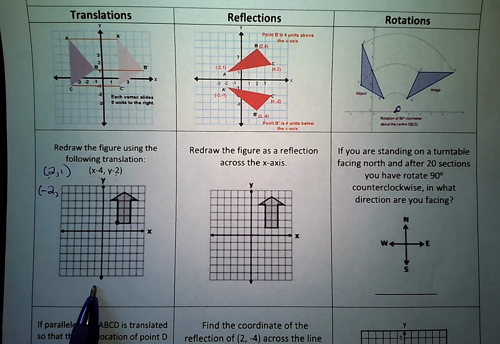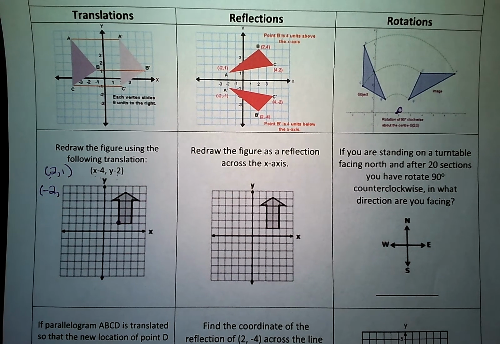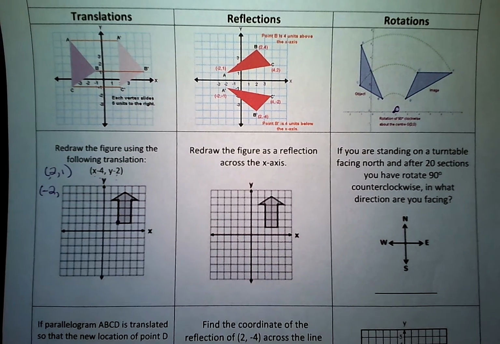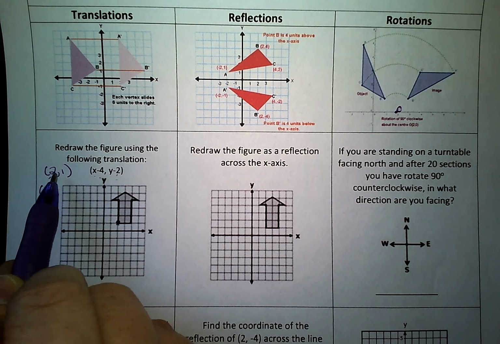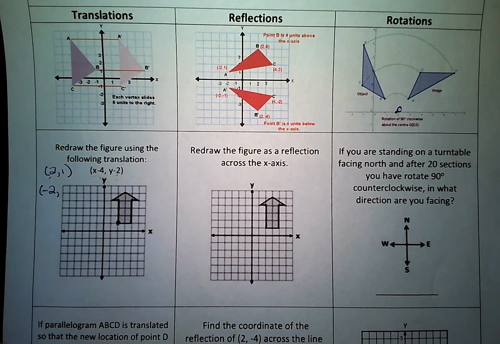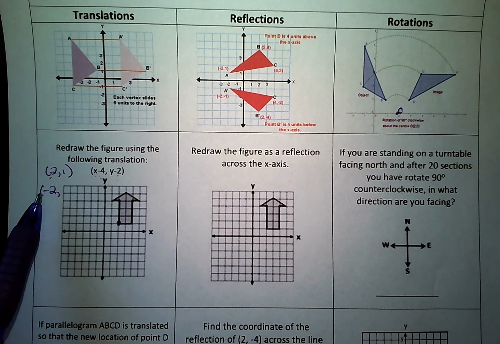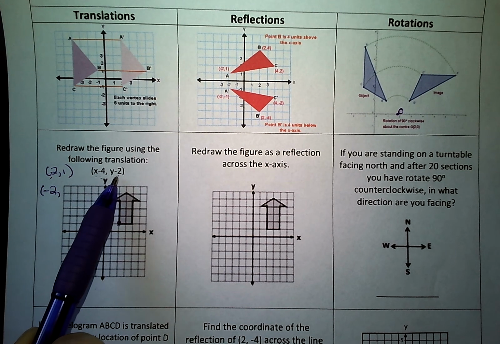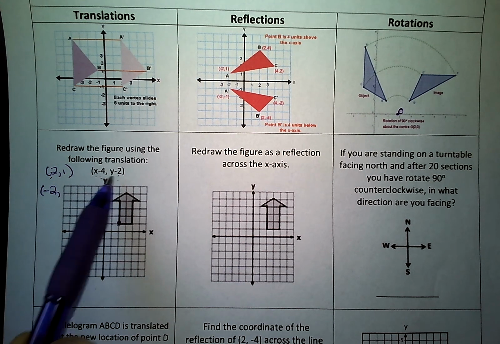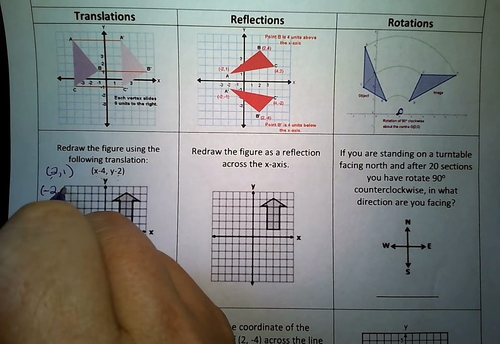Let's check out the example below and do one for ourselves. It says, redraw the figure following this translation, x minus 4 and y minus 2. I've already identified one point for us to look at, the corner of the arrow. This is the point 2, 1. This transformation asks us to take every x value and subtract 4 from it. So 2 take away 4 is negative 2. It also asks us to take every y value and take away 2 from it. 2 taken from 1 is negative 1.